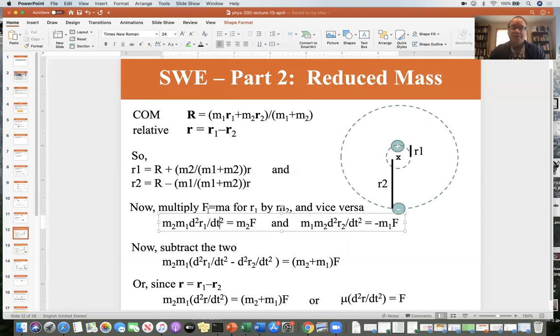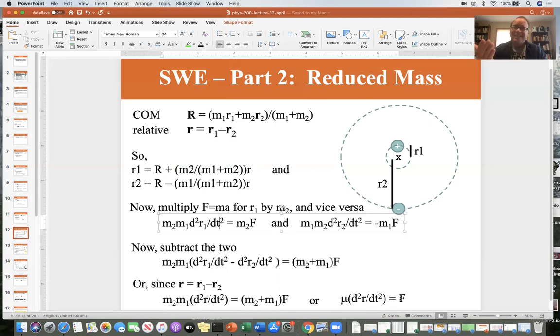What that allows us to do is to subtract these two. So we get m2 m1, that's common on both left-hand sides, times the second derivative of r1 minus the second derivative of r2, is equal to m2 minus a negative m1, or m2 plus m1, times our force F. Okay, notice that r1 minus r2 is simply the relative position r. And so we get m2 m1 times the second derivative of the relative position r is equal to m1 plus m2 times F. Or mu times the second derivative of the relative position r is equal to F.